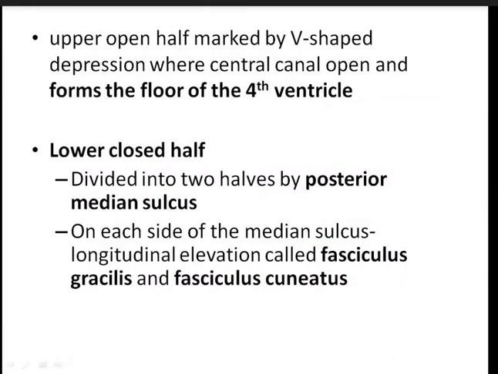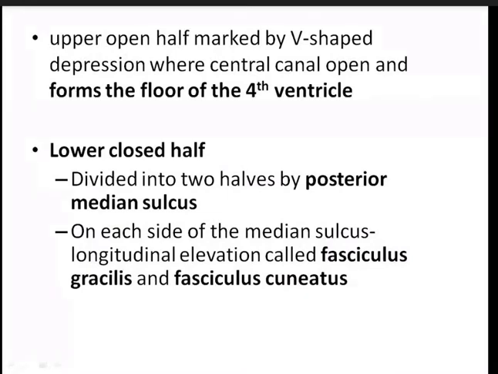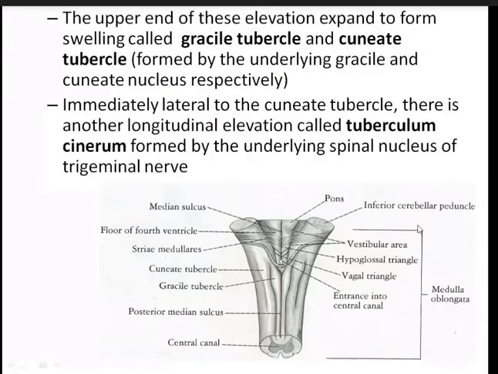The upper open half is marked by a V-shaped depression where the central canal opens and forms the floor of the fourth ventricle. This floor is formed by the posterior aspect of the pons above and the posterior aspect of the medulla oblongata, the open part, below. The lower closed half is divided into two equal halves by the posterior median sulcus.